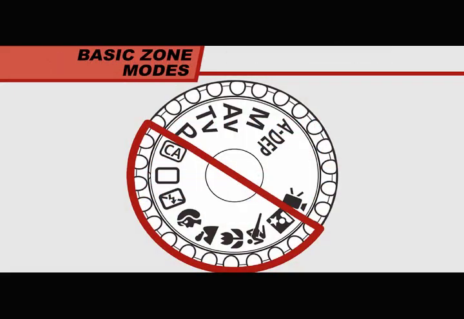This section of the mode dial contains the basic shooting zones for your camera. The basic shooting modes are icons. The creative zones are represented with letters. When shooting in any of the basic zone modes, all you need to do is point and shoot. The camera sets everything automatically.